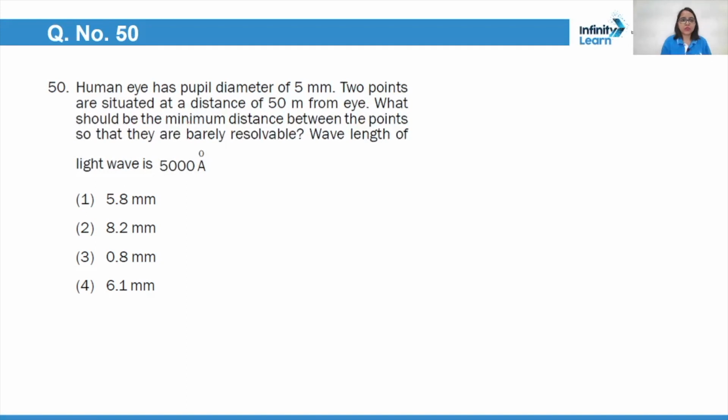Question number 50. The human eye has a pupil diameter of 5 millimeter. Two points are situated at a distance of 50 meter from the eye. What should be the minimum distance between the points so that they are barely resolvable? The wavelength of the light wave is 5000 angstrom. So basically, if these objects are placed like this, this is the minimum distance. This is theta over here. And this is approximately 5 meter, right? And 50 meter.